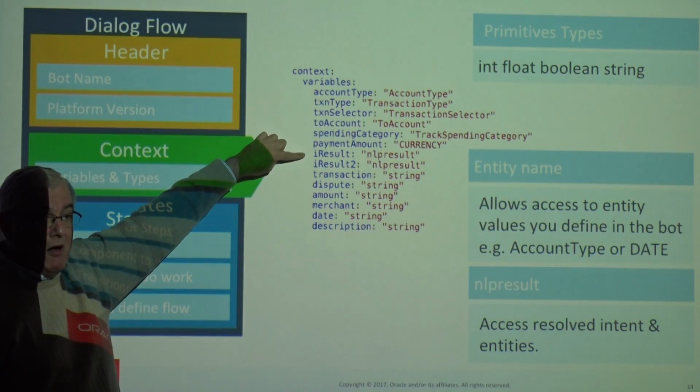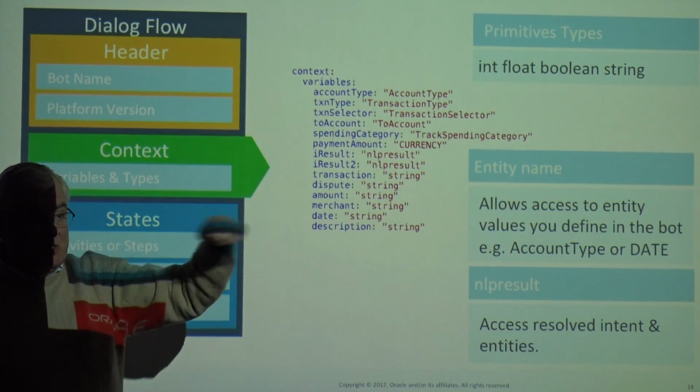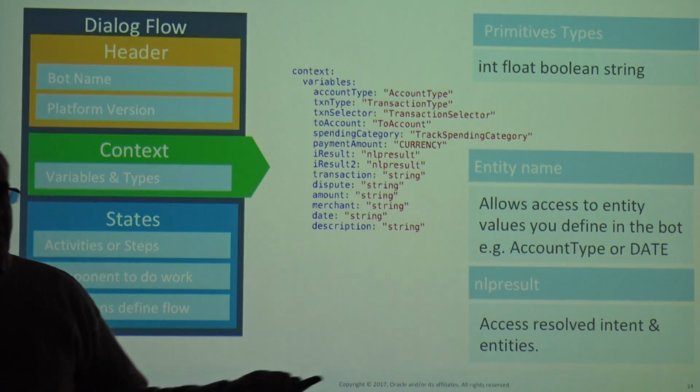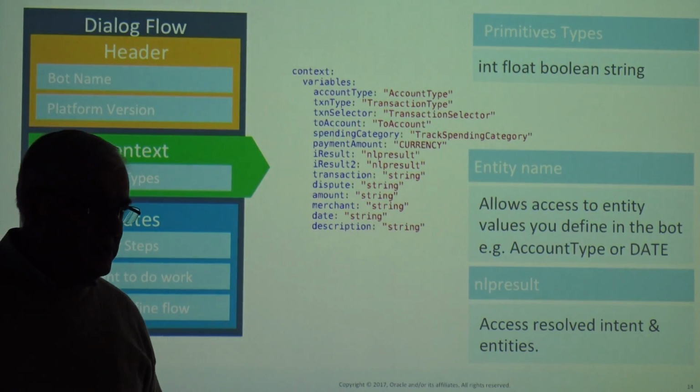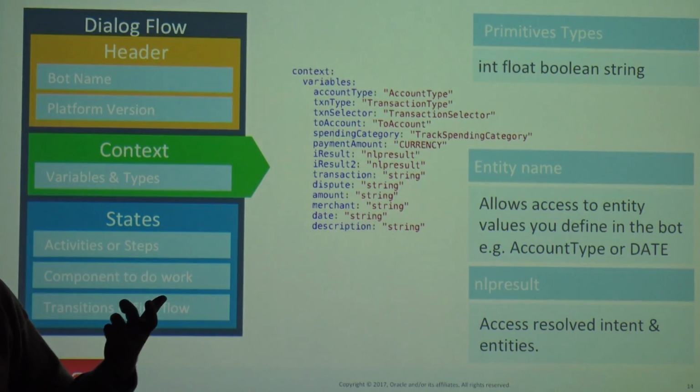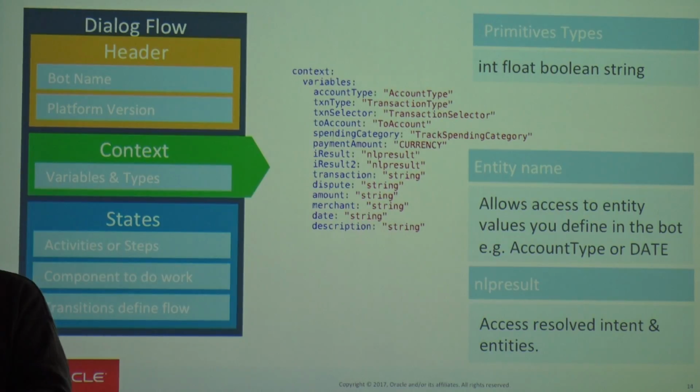So if I pass that iResult variable to, say, a back-end process, that back-end process knows exactly what was asked, what the intents were, and what the entities were. I don't have to go and call various APIs, I simply just look at iResult.string.